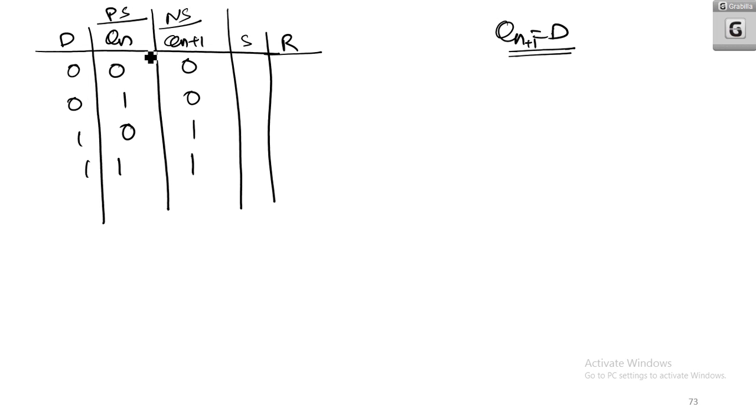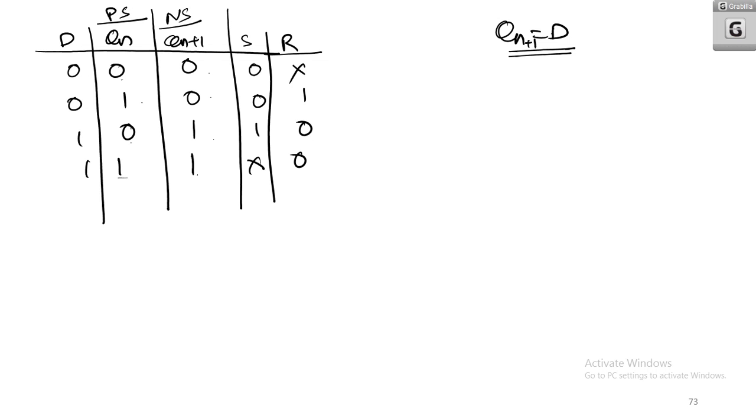Okay. Now coming to S and R. If present state is 0 to 0, that means S is 0, R is don't care. 1 to 1 means S is don't care, R is 0. 1 to 0 means it is a reset, so S R is 0 1. 0 to 1 means it is set, so it is 1 and 0.